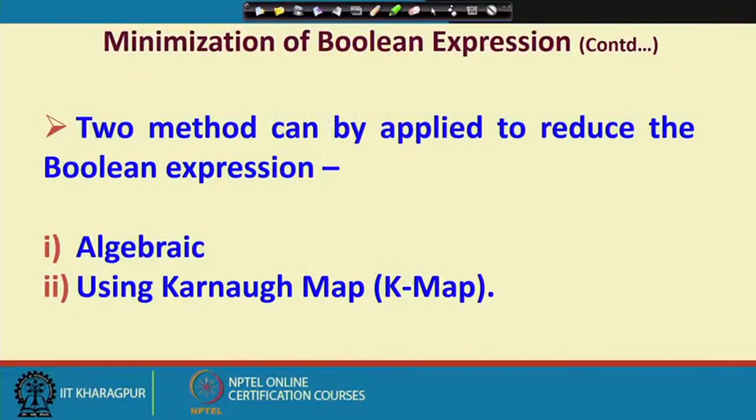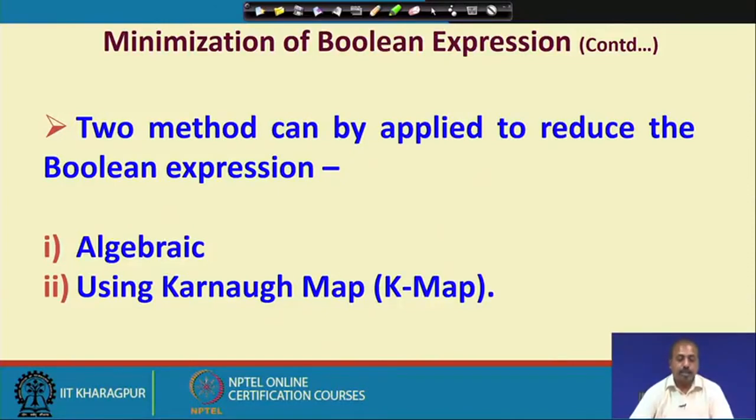So, minimization of Boolean expression. There can be two methods that can be applied for doing this minimization. One method is known as algebraic minimization and the other one is a map based method, which is known as Carnot map, or K map in short.